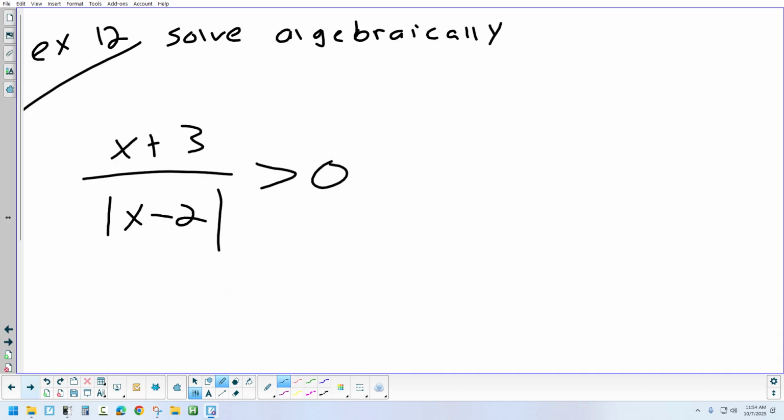So let's look at the last one. This one, it's a fraction, and it wants to know when this divided by that is greater than 0. Think about in general, when you divide two things, how do you get an answer that's bigger than 0? What has to happen?